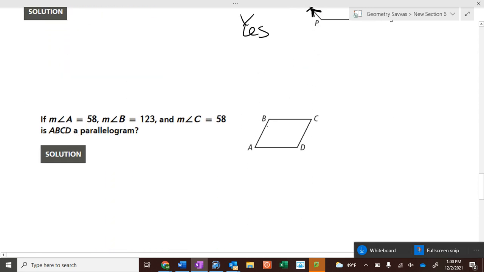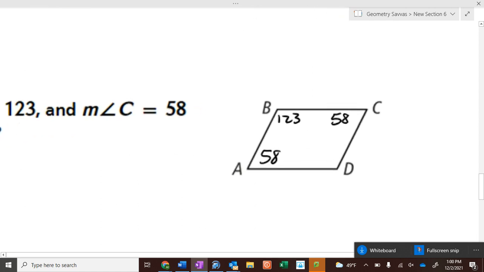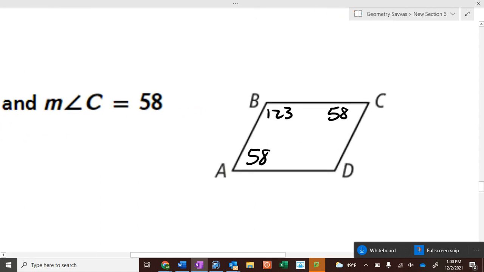Okay? Now, if this is 58 and 123 and 58, does that make a parallelogram? Is that going to be a parallelogram? We got some yeses, we got some nos. You were right the last time when you said yes, but this time you're wrong when you said yes. Does 123 and 58 add up to 180? No, that adds up to 181. Okay? So if you add up all the angles, this one winds up to be 121, because you have to have 360 degrees in a quadrilateral.